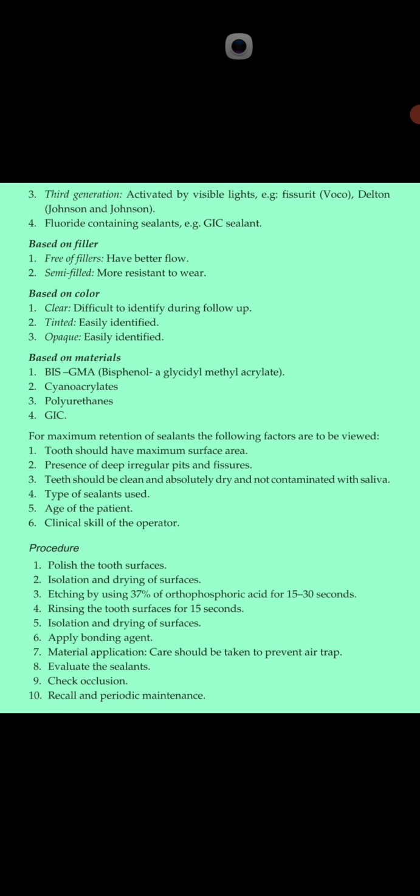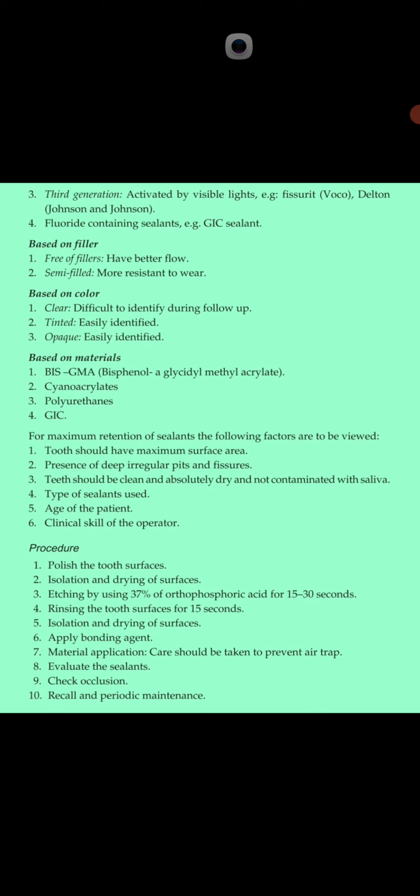Now after types, come to the factors for maximum retention of sealant. There are 6 factors for maximum retention. Number 1, the tooth should have maximum surface area. Second, presence of deep irregular pit surface. There should not be a shallow one, there should be a deep irregular pit surface so the sealant can lock into the irregularities. Number 3, teeth should be clean and absolutely dry and not contaminated with saliva. Number 4, type of sealant used. And number 5, age of the patient. And number 6, for maximum retention, clinical skill of the operator is also necessary.